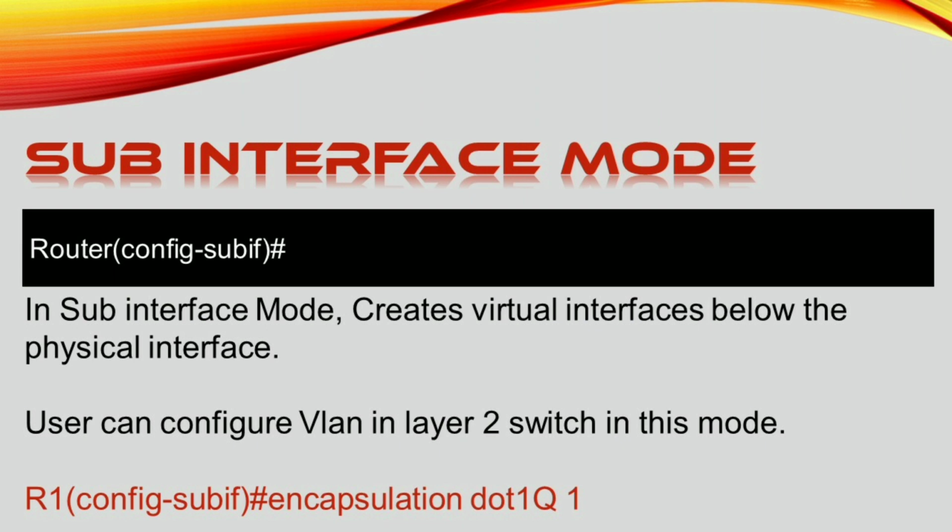Now let's talk about sub-interface mode. Sub-interface mode can be identified by router config subif hash. In sub-interface mode, a user can create virtual interfaces below the physical interface. A user can configure VLAN in a layer 2 switch. In this mode, you can see how a user can configure encapsulation in sub-interface mode.